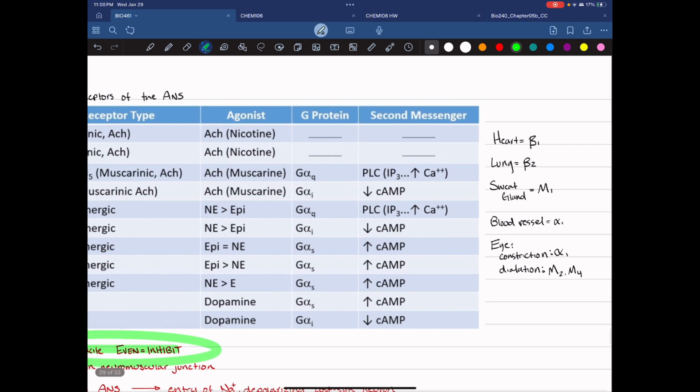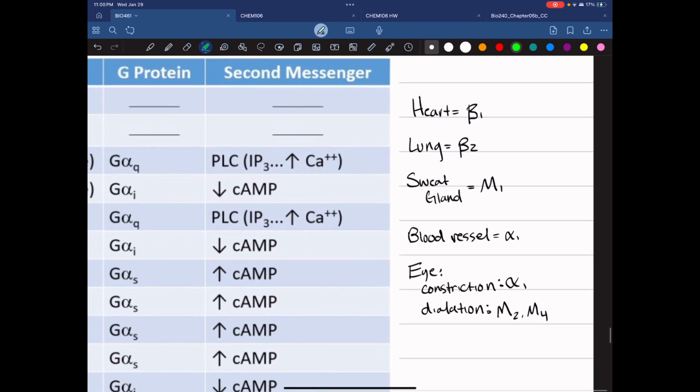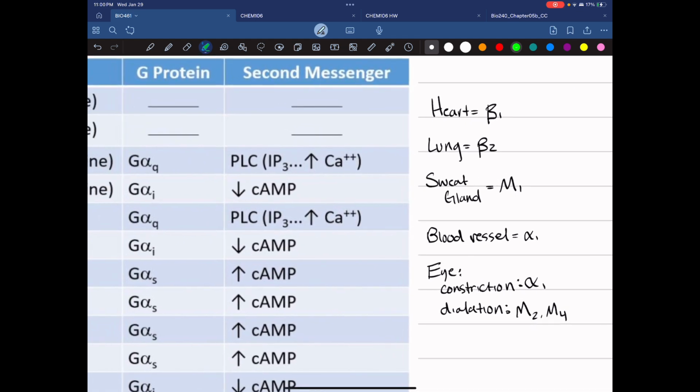Okay, so these over here are the most important ones that we're going over. Our heart is going to have our B1 receptors, and because it's an odd number, we know that this will excite or constrict. The sympathetic and parasympathetic work inversely off of each other. So where the heart in the sympathetic is going to constrict, we know that the parasympathetic's M2 and M4 receptors are going to inhibit or relax the heart.